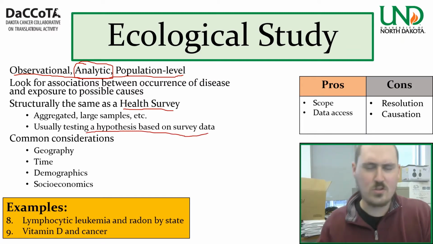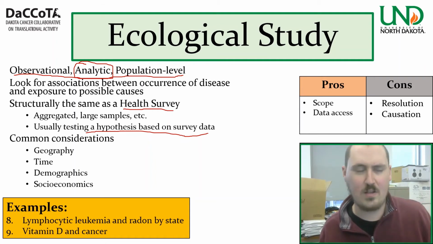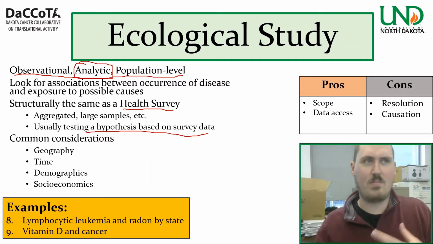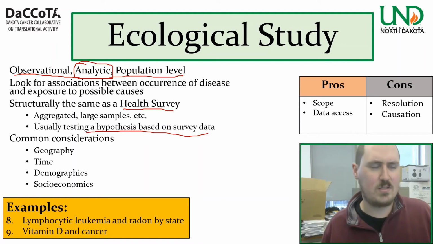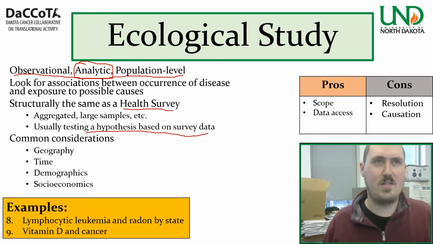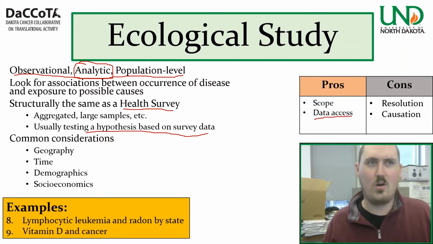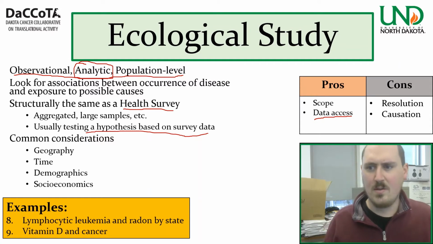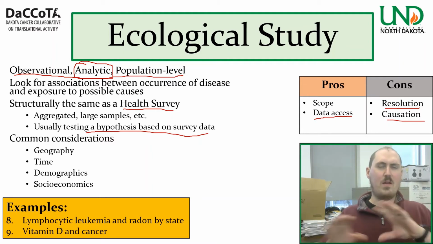There are a lot of common considerations used in ecological studies: geography, like looking at county level rates compared to a certain exposure; time; demographics, maybe looking between males and females or different ethnicities; and socioeconomics, maybe looking at a disease across income brackets or job descriptions, whatever. And again, the pros are pretty wide scope and relatively open data access. A lot of times these health surveys are open to the public, so anyone could theoretically design an ecological study. Obviously, resolution is pretty low because it's population level, and so is causation, because again, it's pretty broad scope.